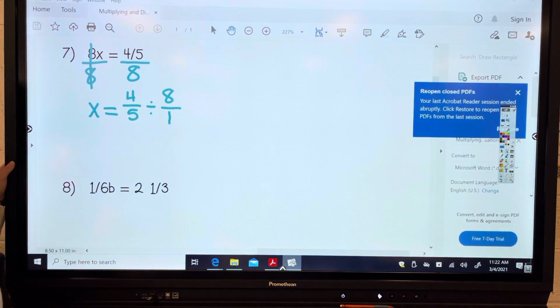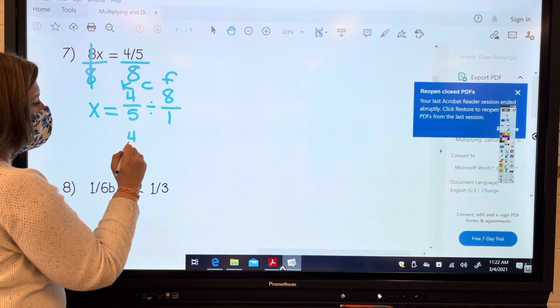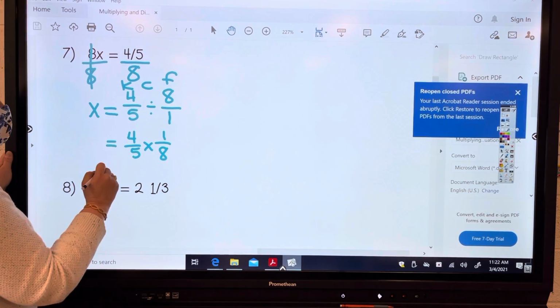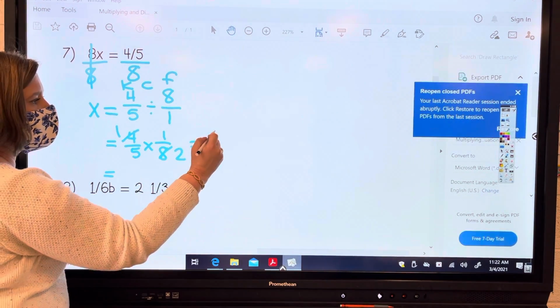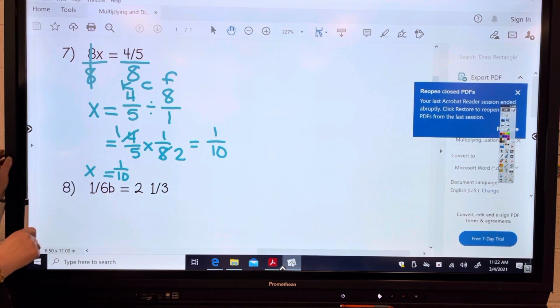Now what do we have to do? Keep, change, flip. Can I simplify before I multiply? Yes, the 4 and 8. So what's my answer? 1/10. So x equals 1/10.